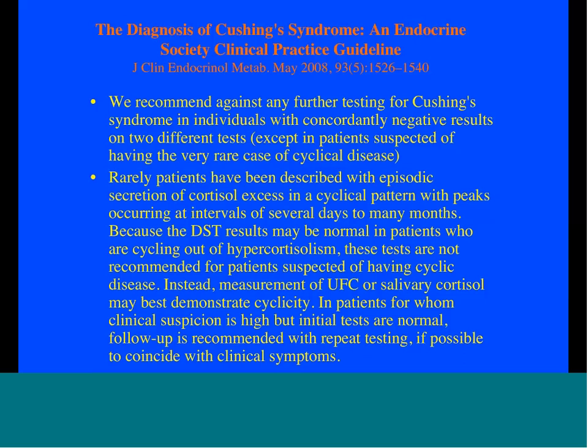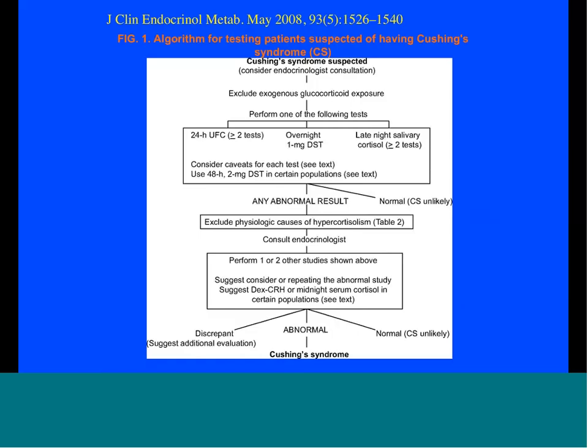Instead, measurement of urinary free cortisol or salivary cortisol may best demonstrate cyclicity in patients for whom clinical suspicion is high but initial tests are normal. Follow-up is recommended with repeated testing, if possible to coincide with clinical symptoms. So I'm glad the Endocrine Society has recognized cyclical Cushing's and they propose it in their guidelines. In this article here, they have an algorithm.